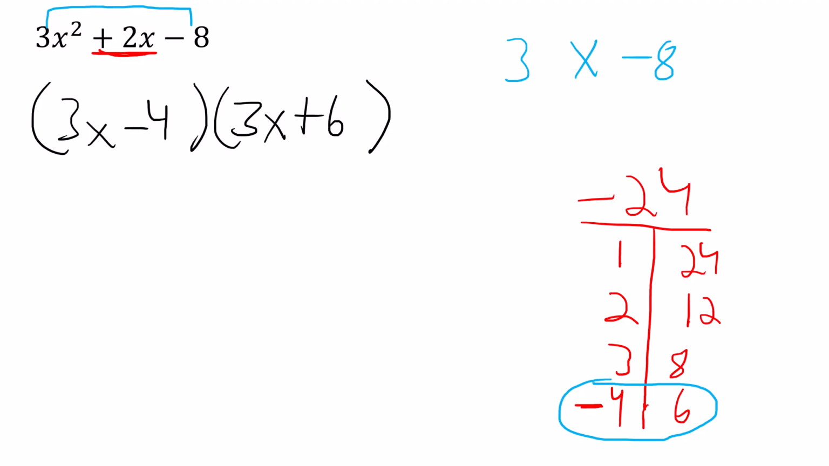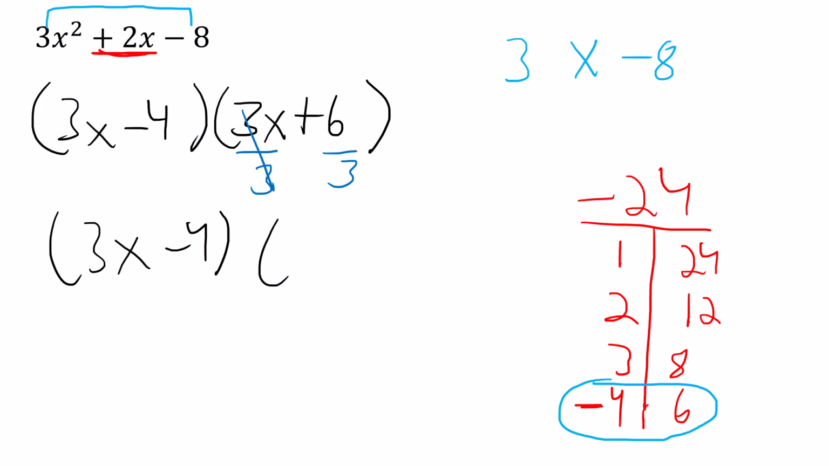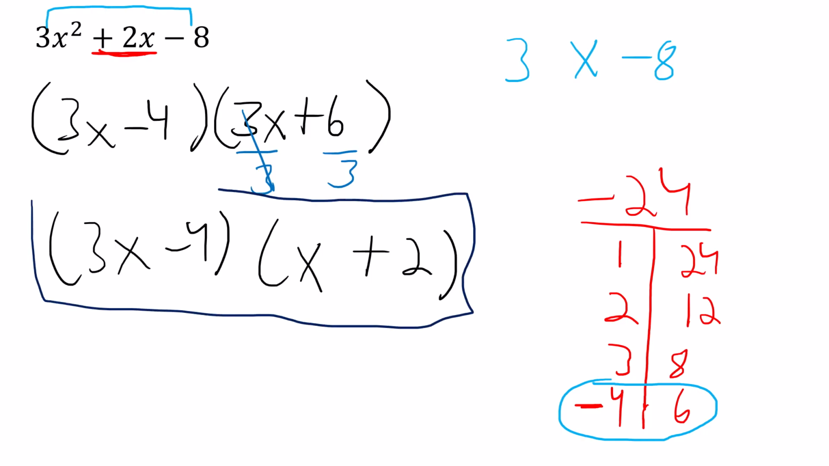We need to make sure that both of our new sets of parentheses don't have any common factors. This is that extra step I was talking about. So 3x and negative 4 don't, so they're good. We're going to rewrite them. However, 3x and 6 do have something in common. If we divide by 3, we get two whole numbers, a positive 1x and a positive 2. And that is going to be our solution after factoring with the Berry method.